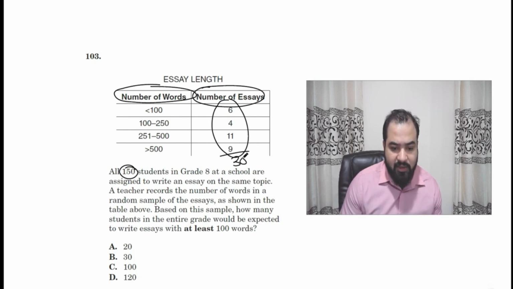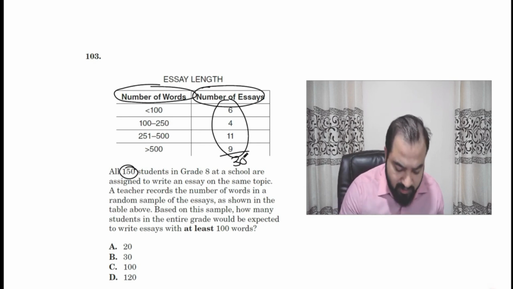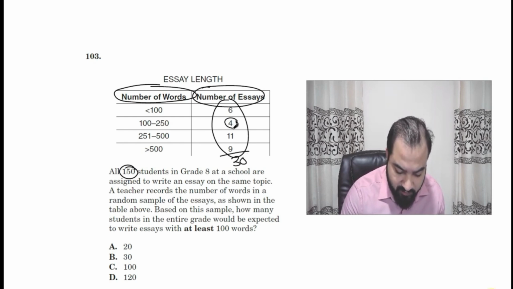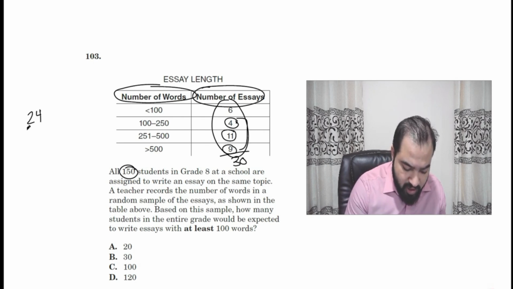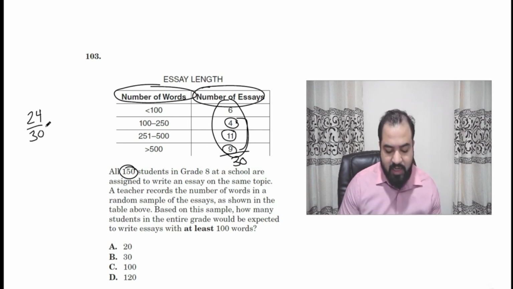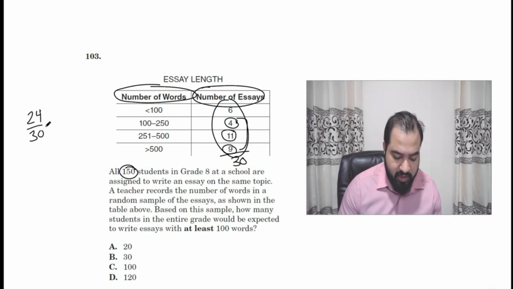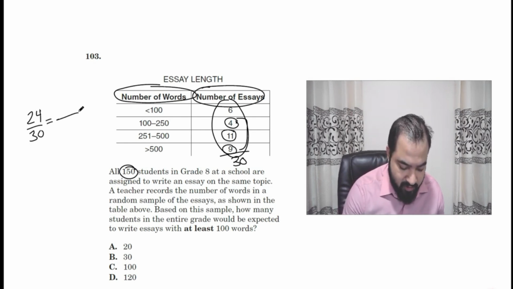Now based on this sample, how many students in the entire grade would be expected to write essays with at least 100 words? So based on this table, at least 100 words means 100 or more. On this table, the students that wrote more than 100 words are 4 of them here, 11 of them here between 251 to 500, and 9 of them here. So total 4 plus 11 plus 9, which is 24. So 24 out of 30 students wrote more than 100 words in an essay. Now based on that, we have 150 students, so how many of them will write more than 100?